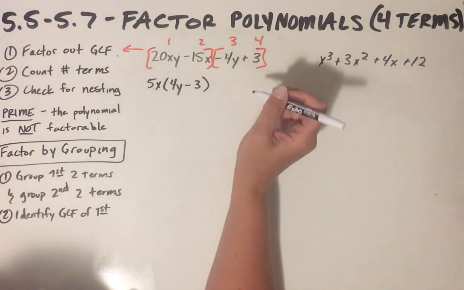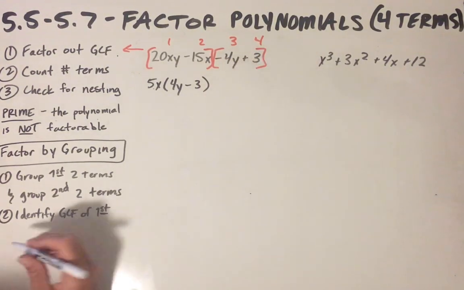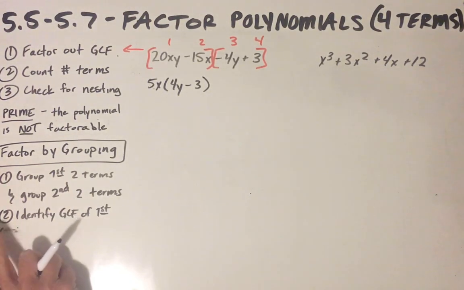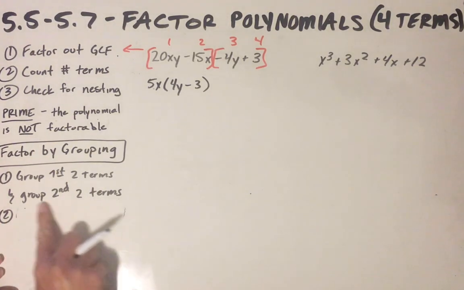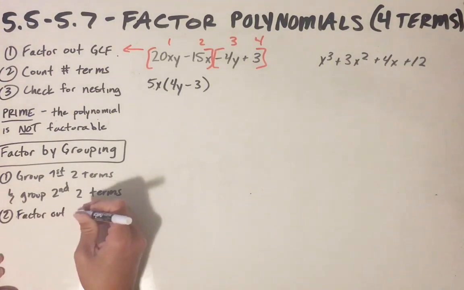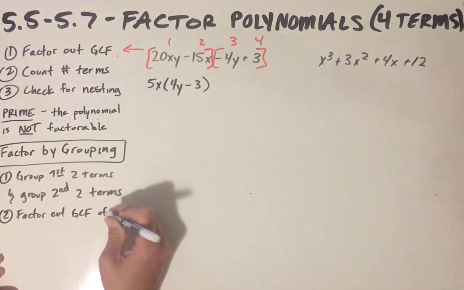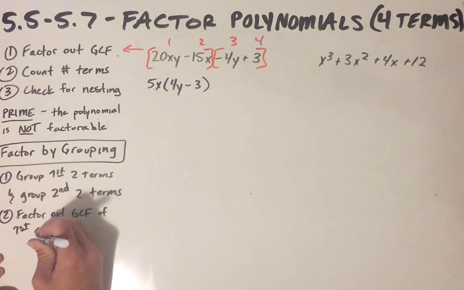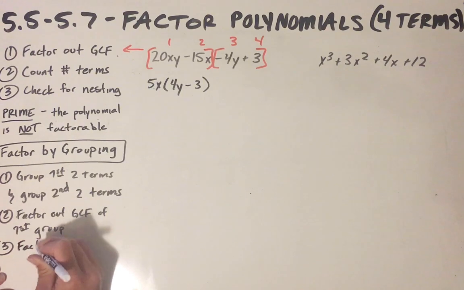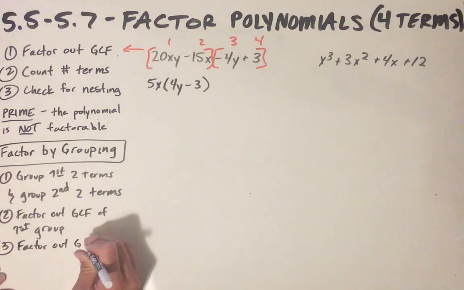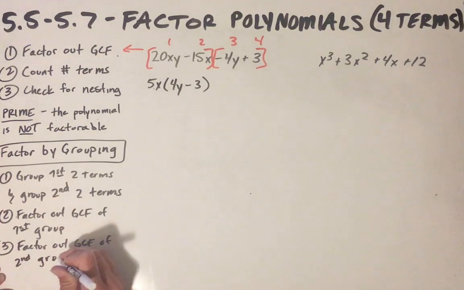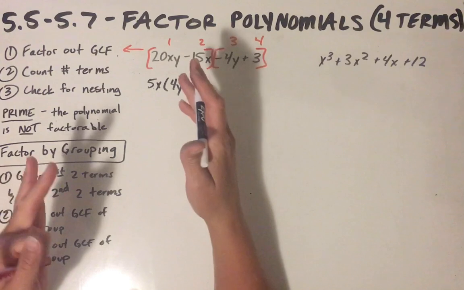When I'm looking at these next two terms, my next step is going to be to factor out the GCF. So I'm not just going to identify it, I'm going to say factor out the GCF of the first group. The third step is to factor out the GCF of the second group. Now I'm going to look at the second group and do the exact same steps that we just did.